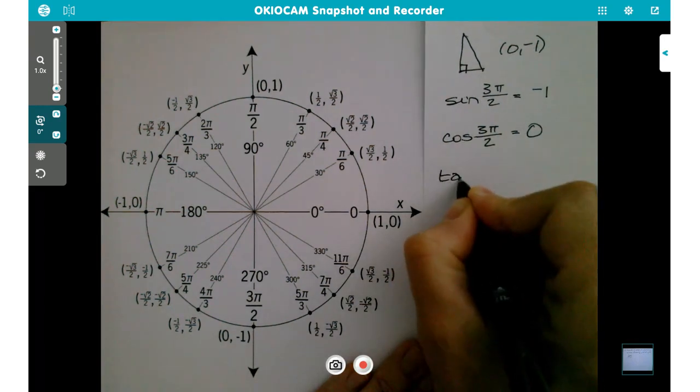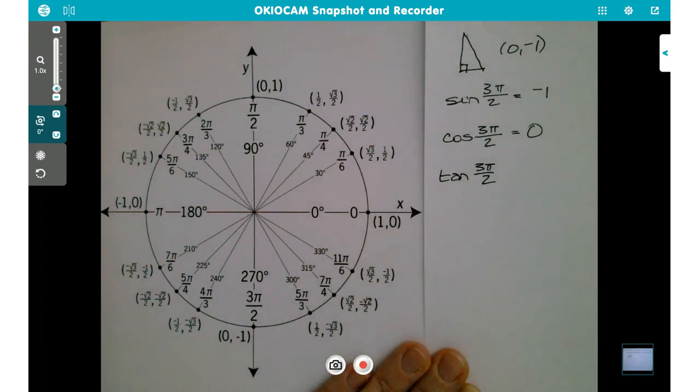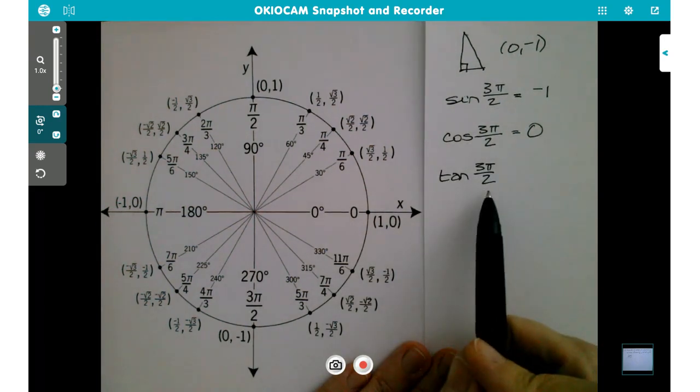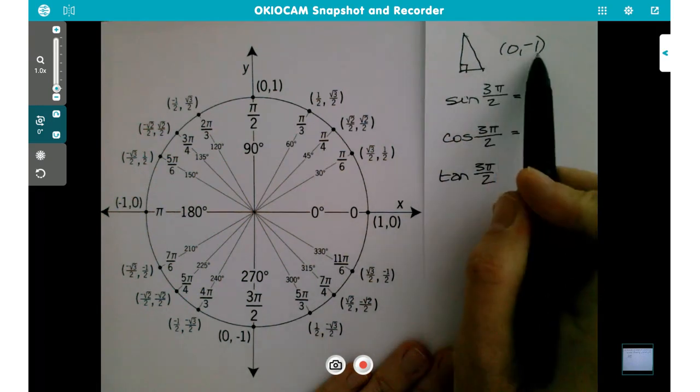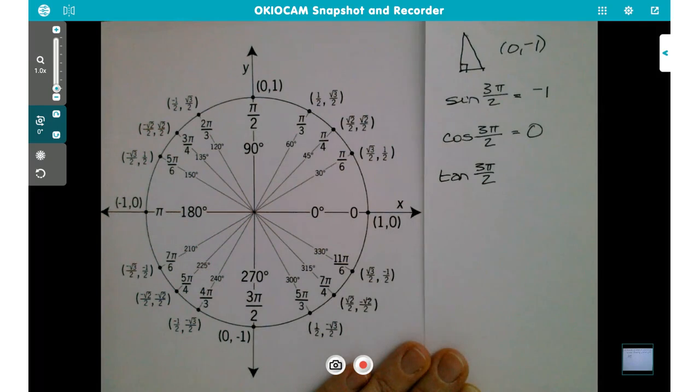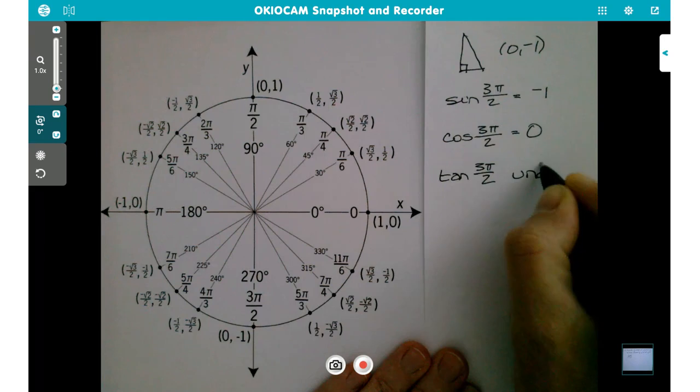Tangent, 3 pi over 2. Tangent is y over x, the sine over the cosine, -1 over 0. If you write down tangent 3 pi over 2 equals -1 over 0, I will run screaming from the room. There is no such thing as dividing by 0. We can't do it, can't be done. -1 over 0, we're going to call undefined.